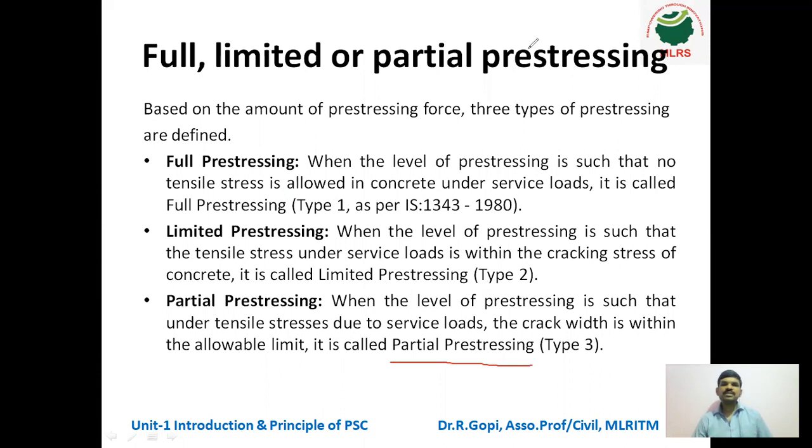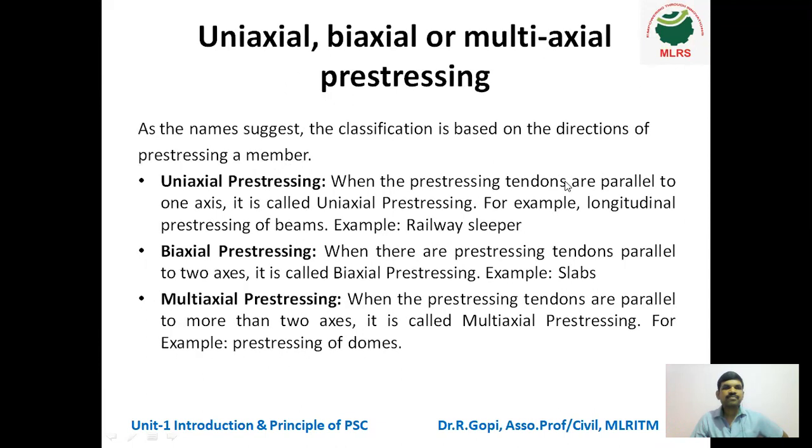Partial prestressing is nothing but only 50% prestressing we are giving. This partial prestressing technique is mainly used for unimportant structures. Okay. Next, uniaxial, biaxial, and multi-axial prestressing. What is this? As the name suggests, it is the classification based on the direction of prestressing a member. So it is based on the direction.